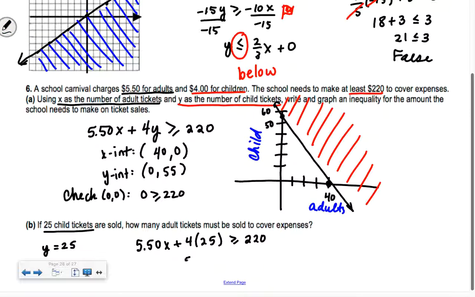So I get 5.50x plus 100 is greater than or equal to 220. Subtract 100. And then divide out by 5.50. So who's going to be my calculator person? What do we get when we do 120 divided by 5.5? 20 what?